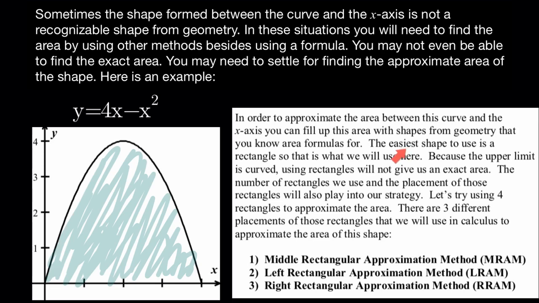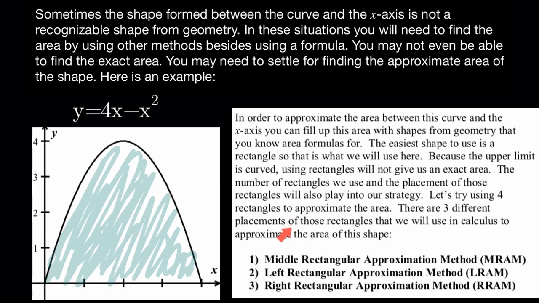The easiest shape to use is simply a rectangle because it has an easy formula for it. It's base times height. So that's what we're going to use here. Because the upper limit is curved, using rectangles will not give us an exact area. The number of rectangles we use and the placement of those rectangles will also play into our strategy. So here what we're going to try to do is use 4 rectangles to approximate the area.